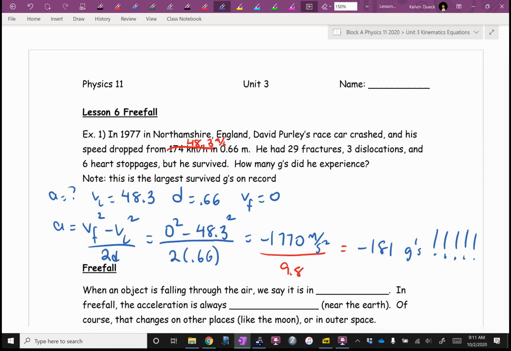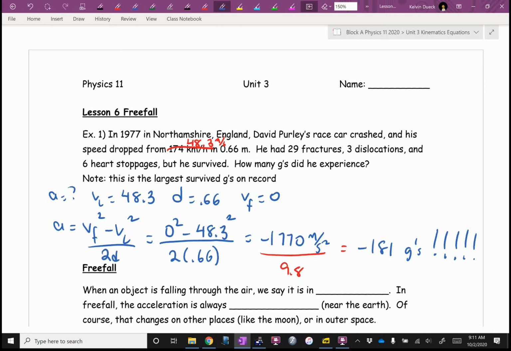The negative G's is right. The negative, Aiden, you question or? Okay. The negative means slowing down. If you want, this is the equivalent then, because all of you are experiencing 1G right now, of having 180 people dogpile on top of him. Yeah, George is trying to imagine. Not good. But he survived.